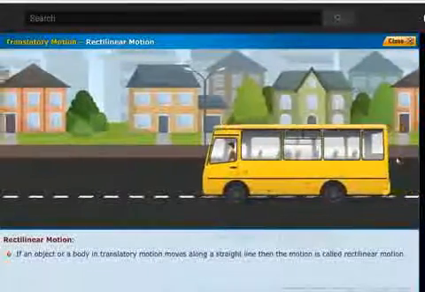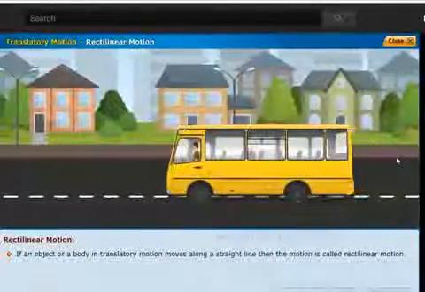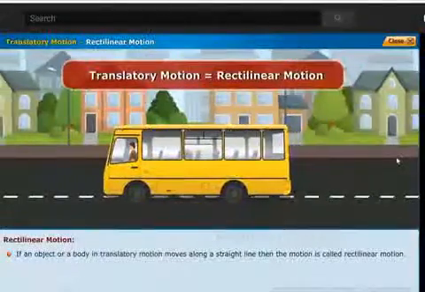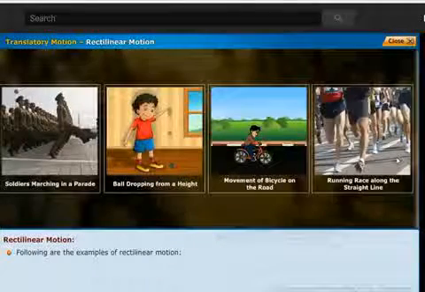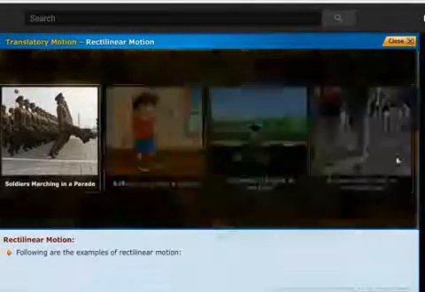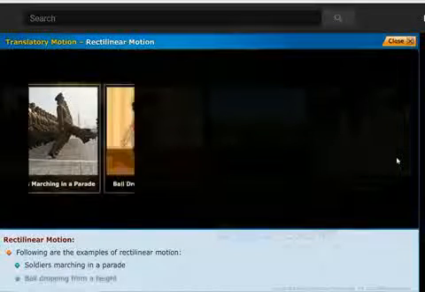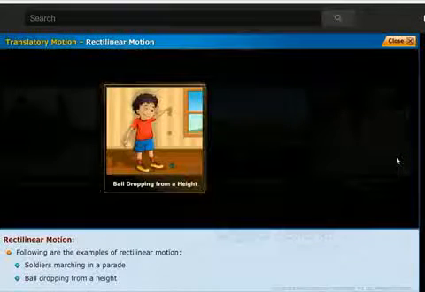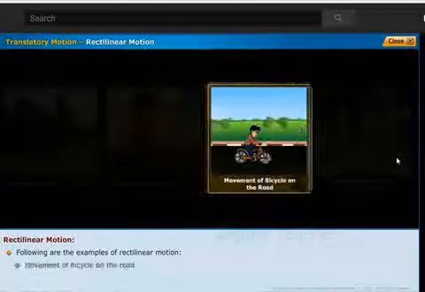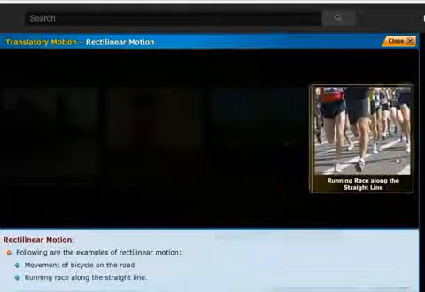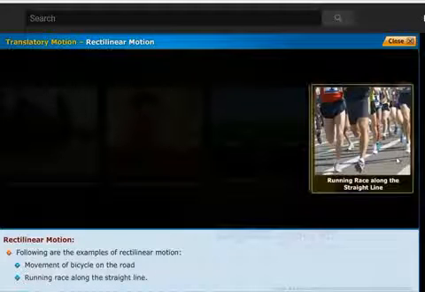Rectilinear motion. If an object or a body in translatory motion moves along a straight line, then the motion is called rectilinear motion. Following are examples of rectilinear motion: soldiers marching in a parade, a ball dropping from a height, movement of a bicycle on the road, running race along a straight line.